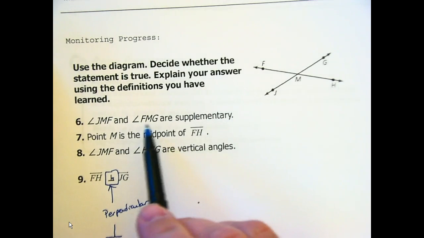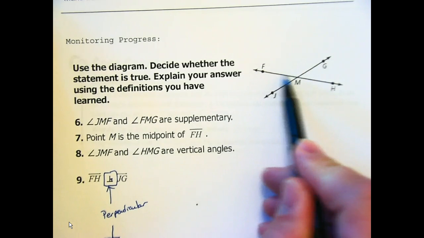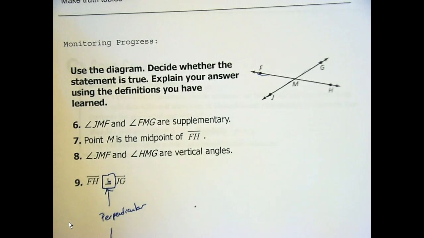Let's look at 7. JMF and FMG are supplementary. So JMF and FMG, so this and this are supplementary. Who says yes? Who says nope? Okay. Why is it yes, Carson?